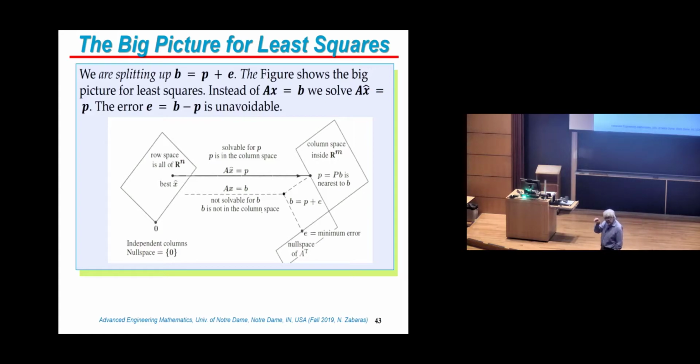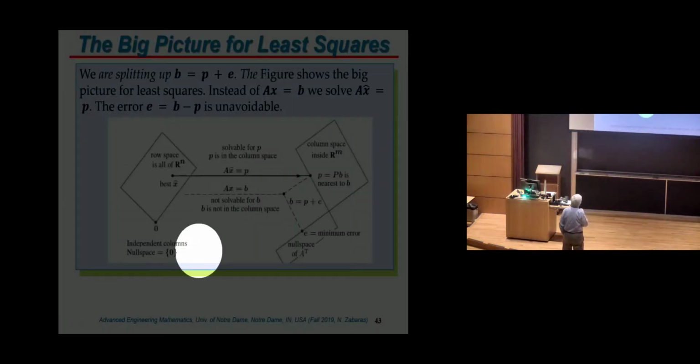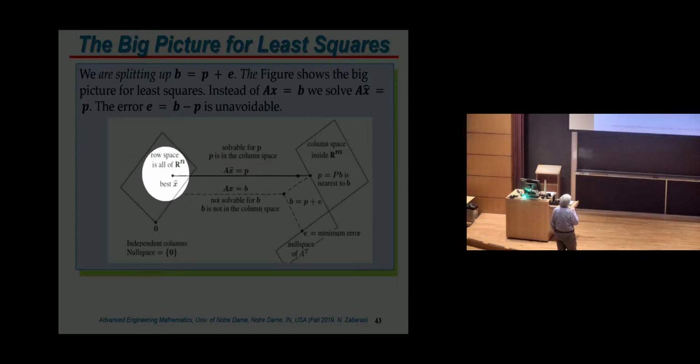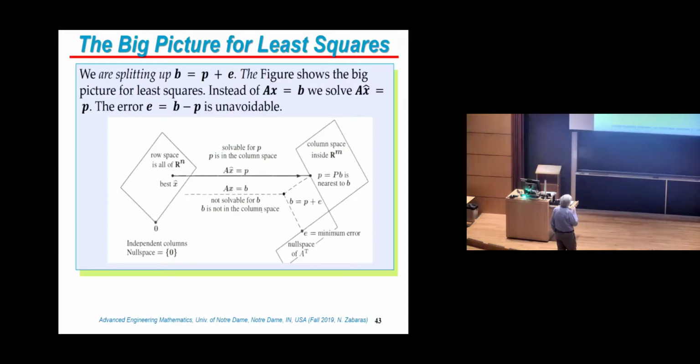Because eventually we were getting the A transpose A matrix, and we said that to be able to invert A transpose A, the columns of A need to be linearly independent. And if they're linearly independent, the null space of A is 0, contains only the 0 vector. So literally, there is a unique solution in the row space that is mapping to the projection P. And so there is a unique solution to this problem, A x hat equal to P. And that's our least square solution.